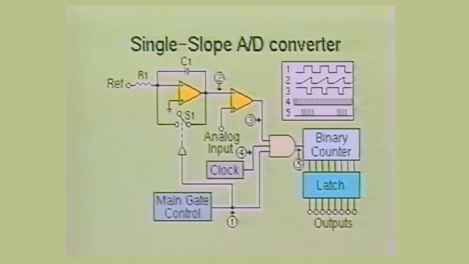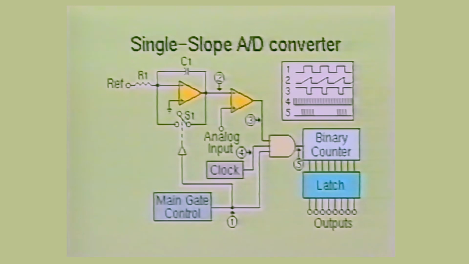As you recall from Digital 1 of the You Can Do series, the AND gate requires all inputs to be high before its output will go high. Therefore, while the comparator output is high and the main gate control is high, the three input AND gate will go high every time the clock pulse goes high. When the comparator goes low, the AND gate will turn off.